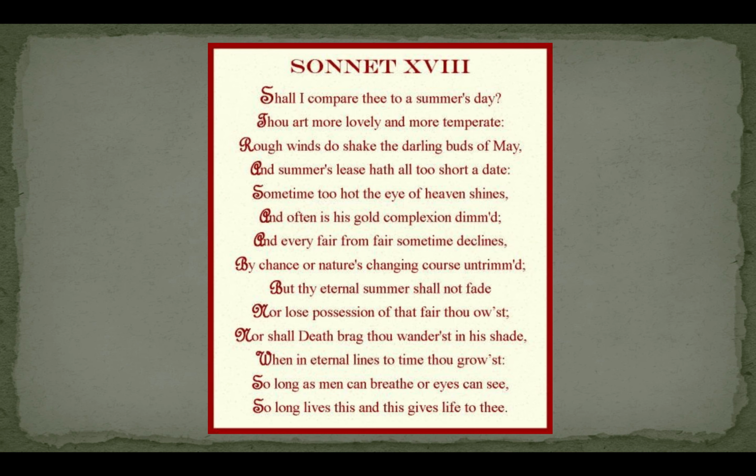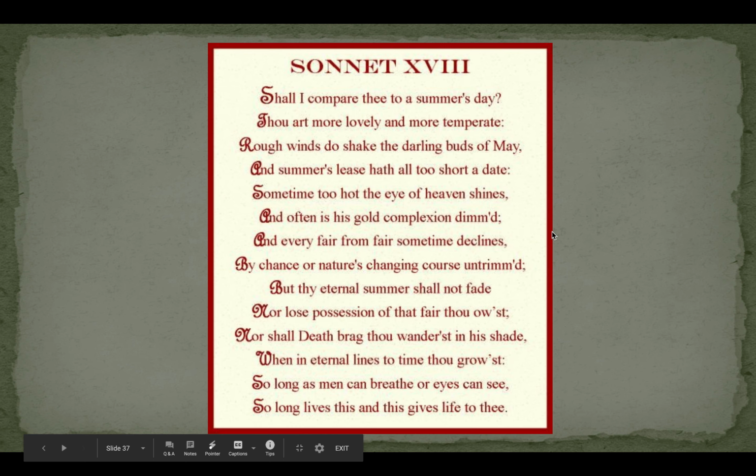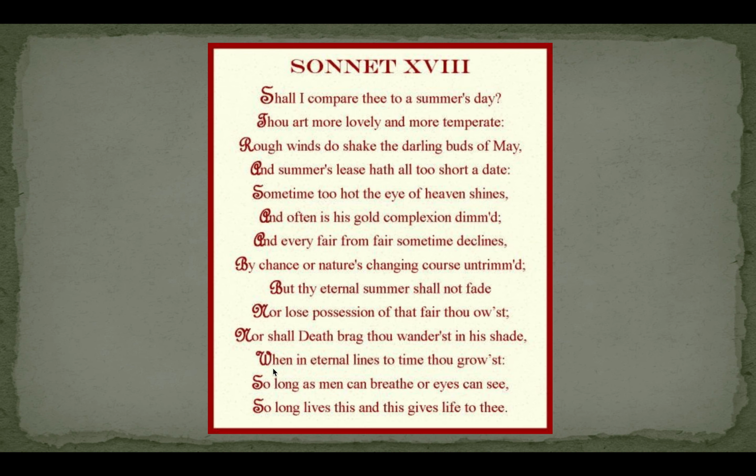So we established our problem. We started resolving the problem here. Really, "when in eternal lines to time thou growest." Now, I would say that the volta is here, "but thy eternal summer shall not fade." Oh, here we have the problem, but here we have a hint of the solution. Also, that "but" really gives a hint. There's kind of a change in tone. It's possible that you could say the volta is here, "when in eternal lines to time thou growest," but it doesn't really have that feeling of a change. I'd say that the volta happens here.